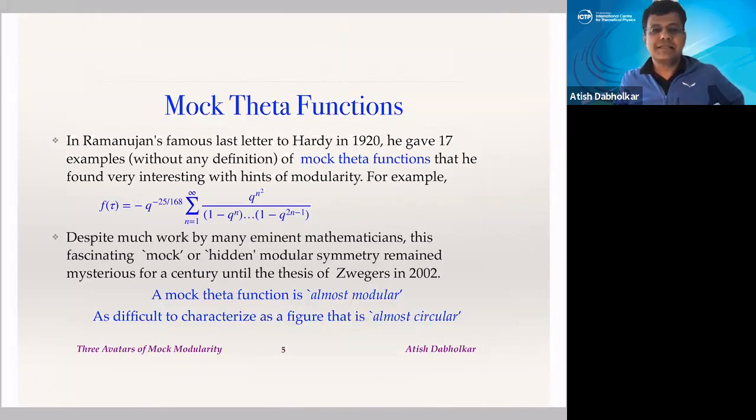In Ramanujan's famous last letter to Hardy in 1920, he gave 17 examples of what he called mock theta functions. Mock refers to the fact that they are not really theta functions, but he found very interesting hints of modularity. One of the functions is this one, a sum with q to the minus 25. If any of us normal human beings looked at this, you would not find any sign of modularity there. But Ramanujan, being Ramanujan, understood that there is some very deep symmetry behind this function.